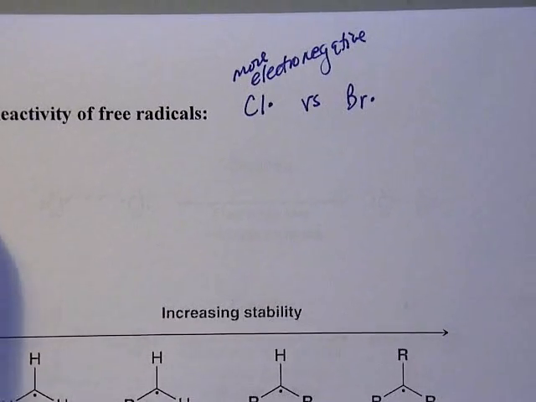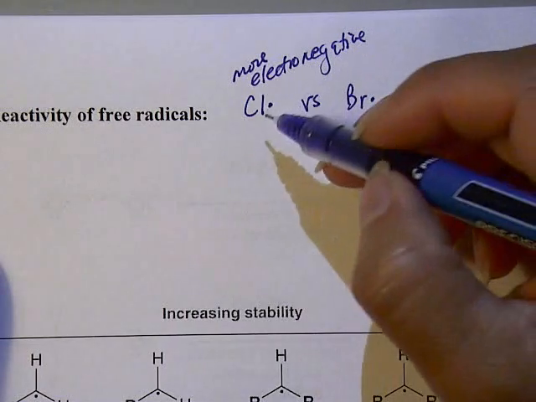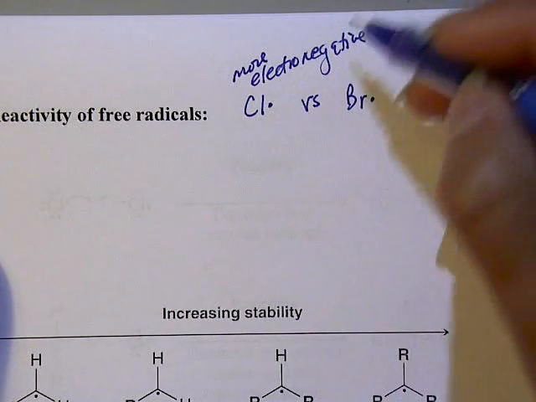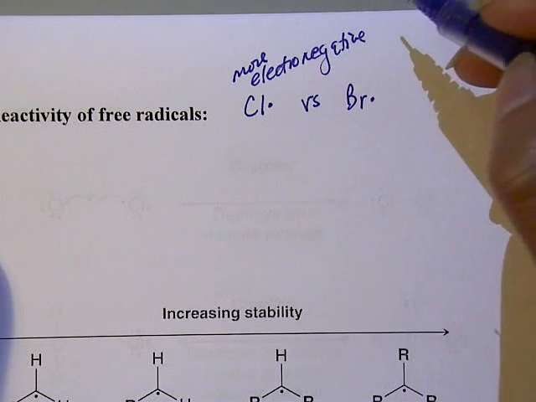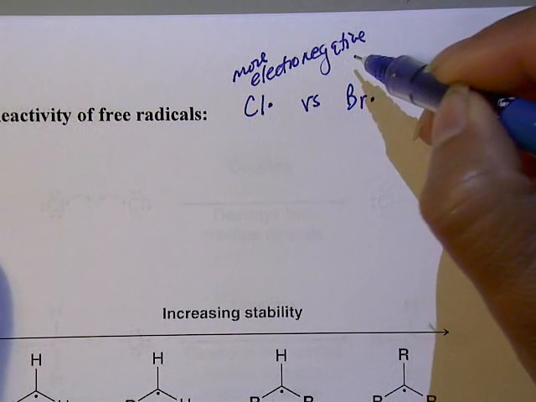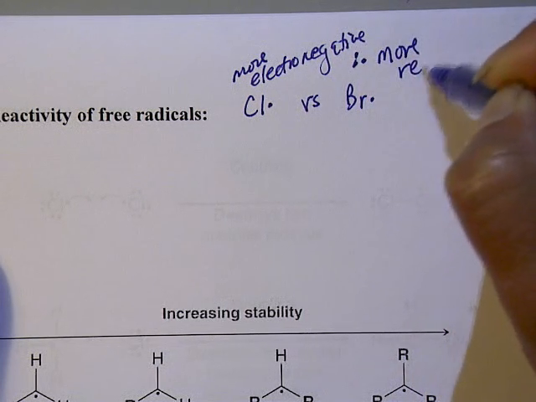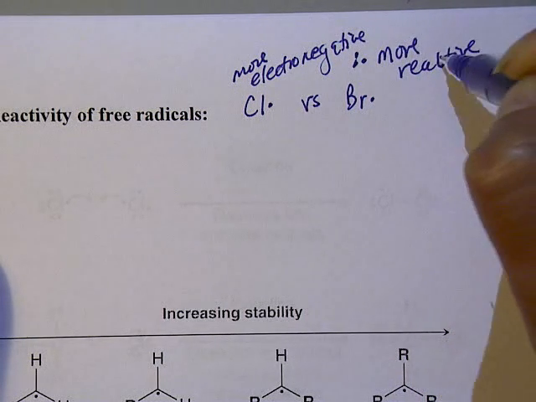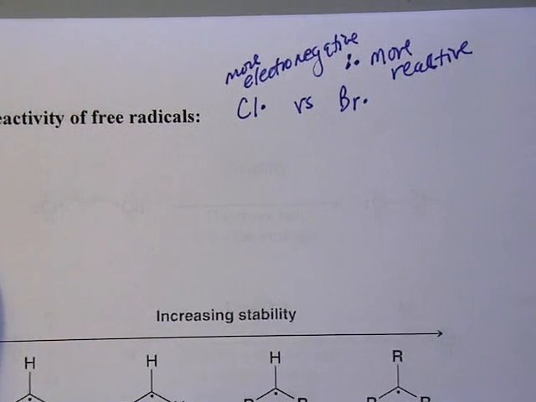So what does that mean? Chlorine is a lot less happy being a radical than bromine is. Because chlorine is a lot less happy not having the full electrons, it is going to be more reactive than bromine. So in other words, bromine is more stable.